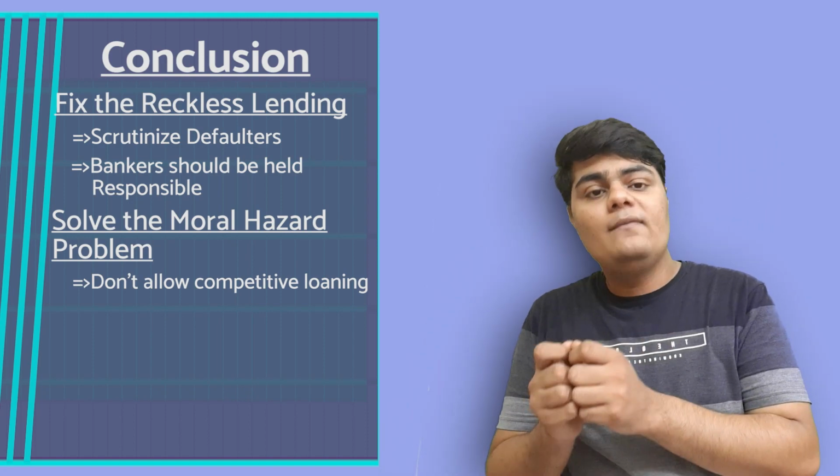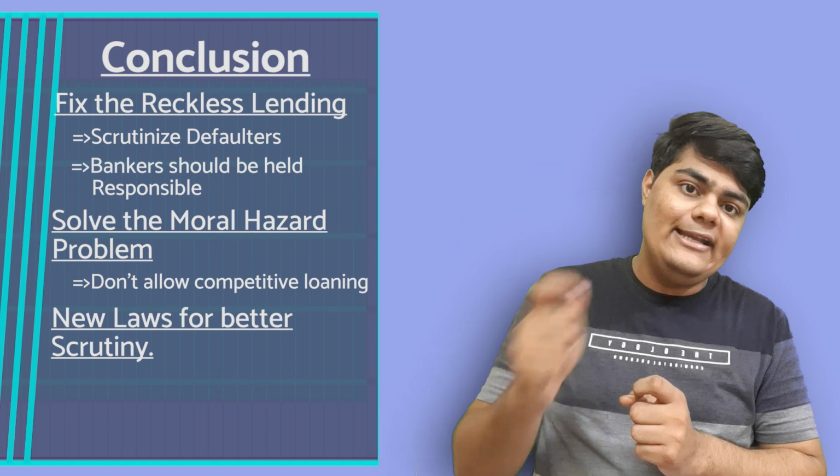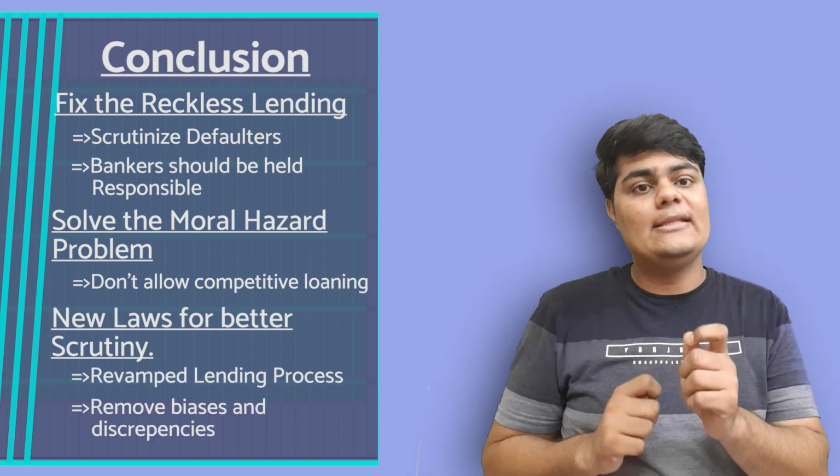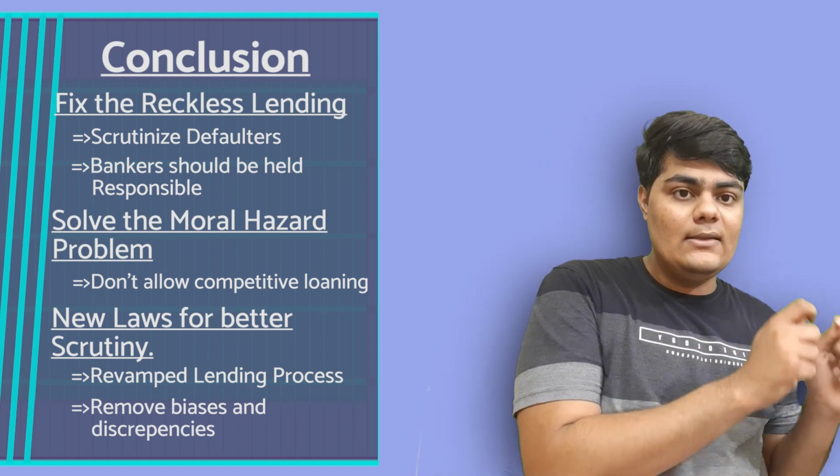To solve the problem, we have to look at the lending process and we have to eliminate the biases and the discrepancies in those lending processes, and this can be done at the level of the bank and by the government making laws so that such things do not arise in the future.